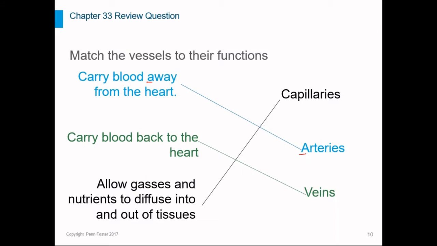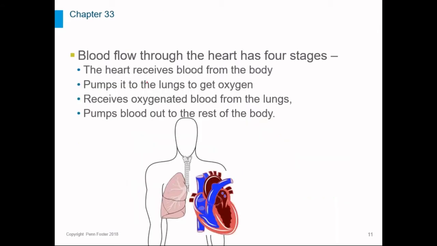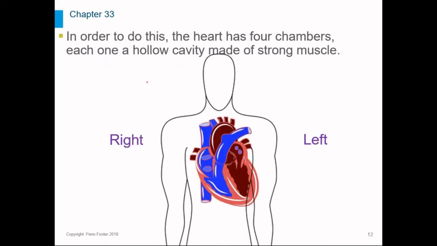The flow of blood through the heart has 4 stages. It receives blood from the body, pumps it to the lungs to get oxygen, receives oxygenated blood from the lungs, and then pumps blood out to the rest of the body. In order to do this, the heart has 4 chambers, each one a hollow cavity made of strong muscle.